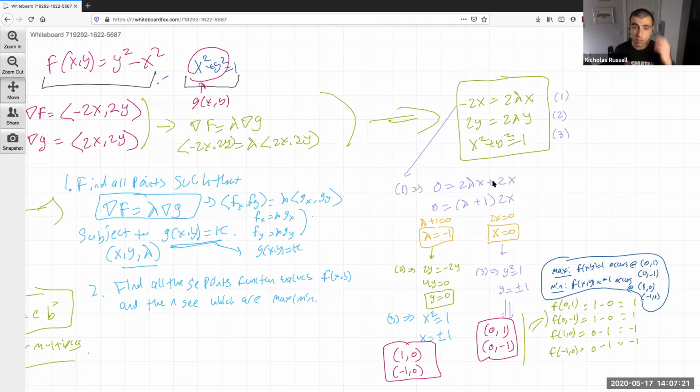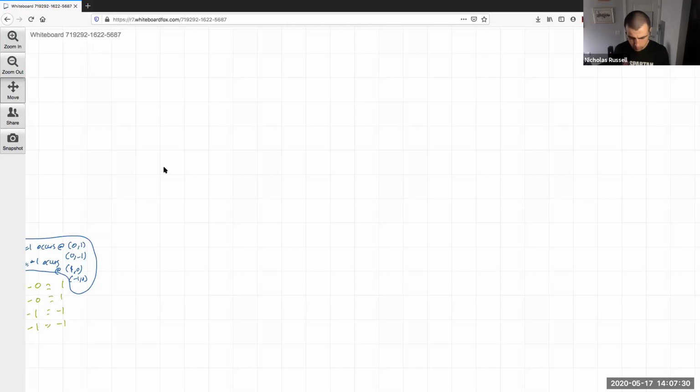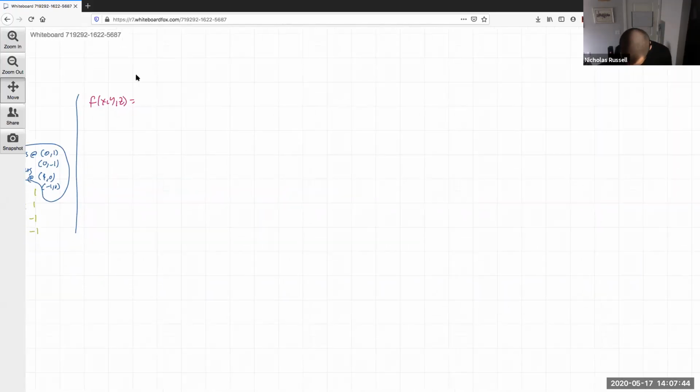Sometimes it's helpful. So I'll do 2 more problems now to explain a couple different techniques. We're going to do one right now that's a little bit more fancy, and one that's a little bit different. So let's tackle this one. We have a 3-variable one. I want to maximize or minimize F(x, y, z) equal to x y squared z, subject to the constraint x squared plus y squared plus z squared equals 4.